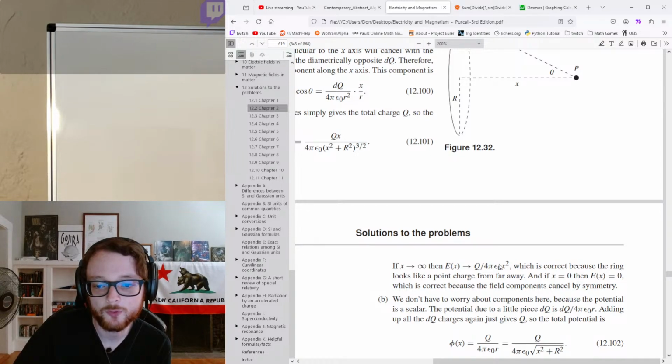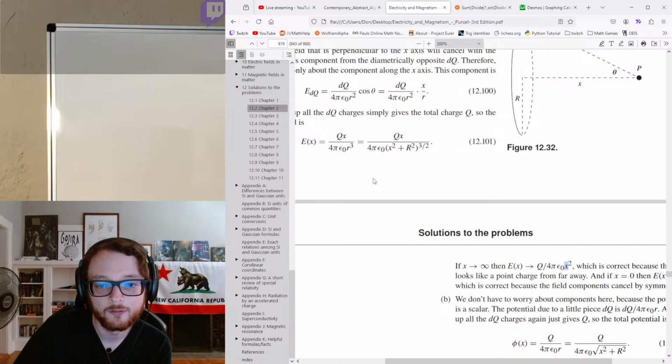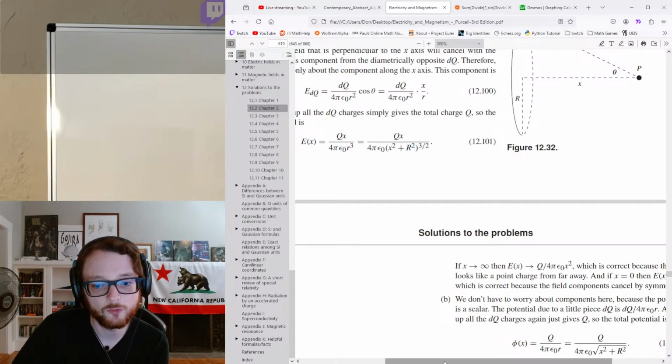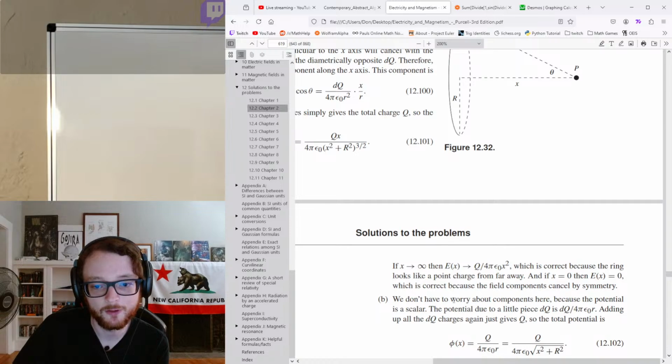How does X approach infinity and you still have an X here? Oh, they're using an approximation. I see. They're just saying the R squared is insignificant as X gets big. Okay. They're not literally doing the limit as X approaches infinity.